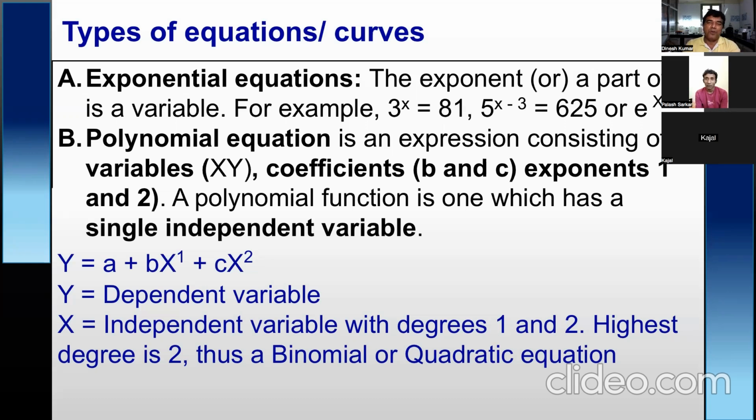Whichever is being affected is your dependent variable, and whichever is having the effect, that is your independent variable. So x is the independent variable with degree 1 and 2, and the highest degree is 2, thus a binomial or quadratic equation.